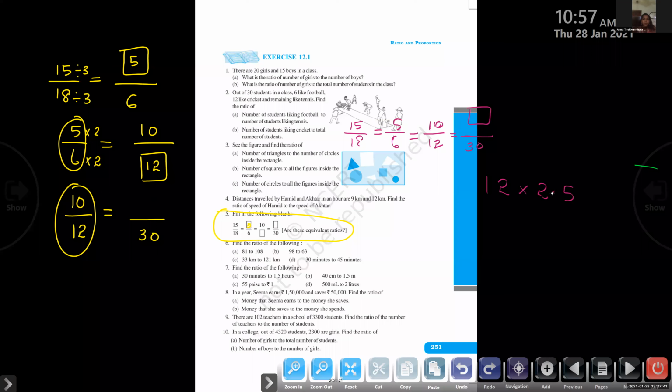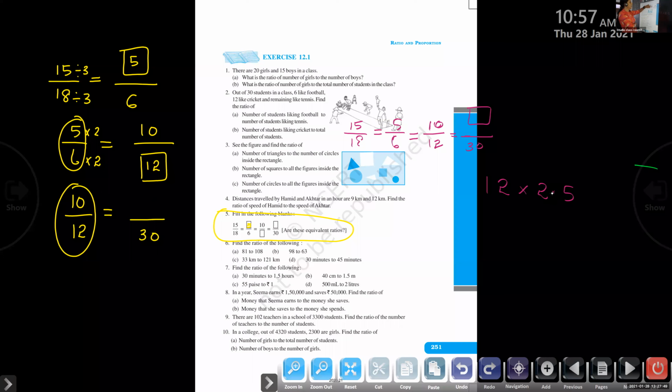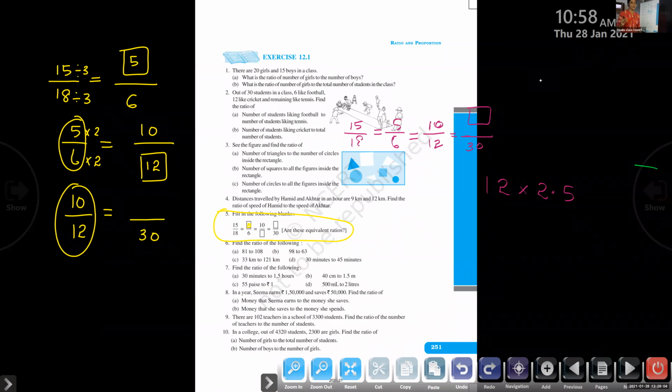What is 12 into 2.5? Will you find the answer, children? 12 into 2.5. Yes, what is 12 into 2.5? 30. Ma'am, 30. Okay. Now is your doubt clear? 12 into 2.5 is 30.